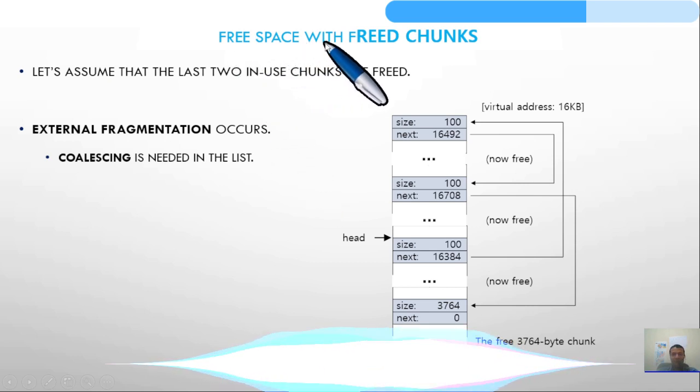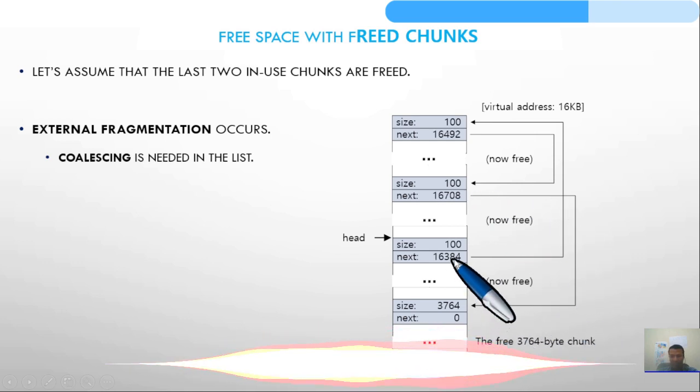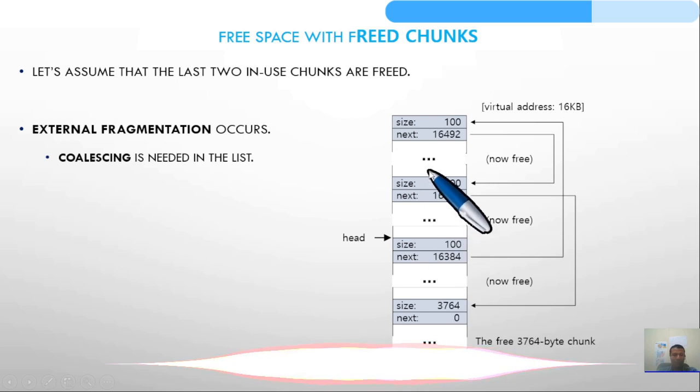The same is true for free space with a free chunk. Let's assume that the last two in-use chunks are freed as well. What it does is this one will show here, and this one will show here, and this one will show here. So everything is freed now. What is the problem? External fragmentation occurs, because we have full memory but in different locations. So this is not advisable in a memory management system. So coalescing is needed in this case. By coalescing, we find one full monolithic memory.